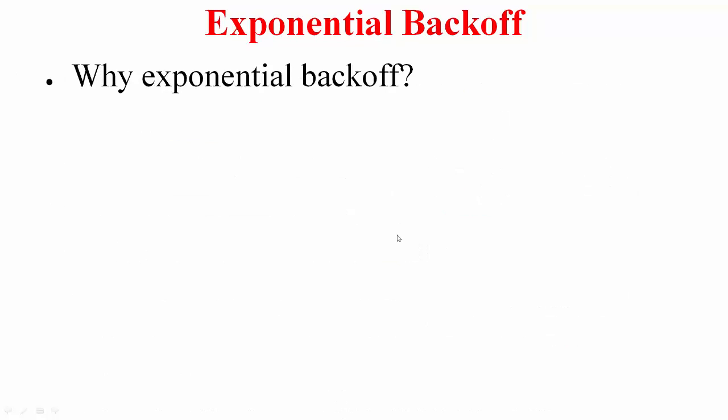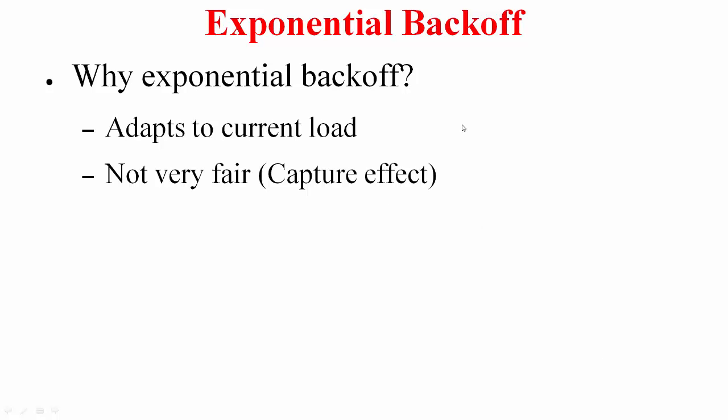So why this exponential backoff? In other words, what is k trying to capture? Basically, k is trying to capture the current load. If the load was low, small values of k will suffice, because you don't really have to wait for a really long time to access the channel. But when the load is high, this is going to result in a lot of collisions.